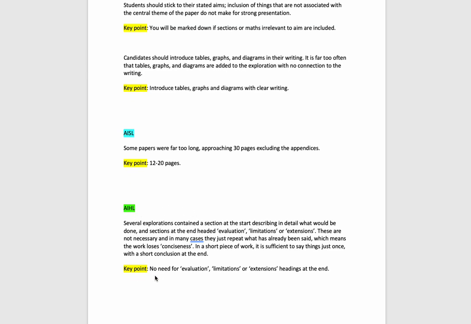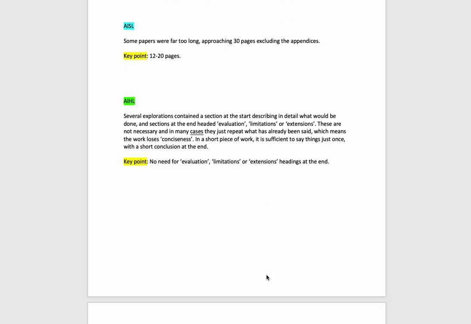AIHL, right? No need for, again, a lot of my students put these sections in. I don't know why, because I never tell them to, but a lot of them put in evaluation at the end, limitations, and extensions. They're not needed. Just a short conclusion, less than a page at the end.